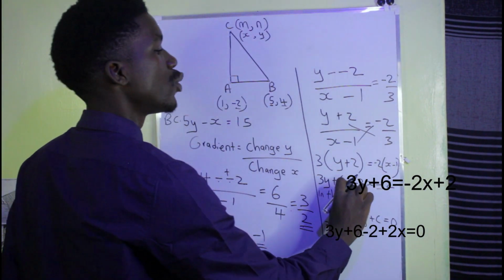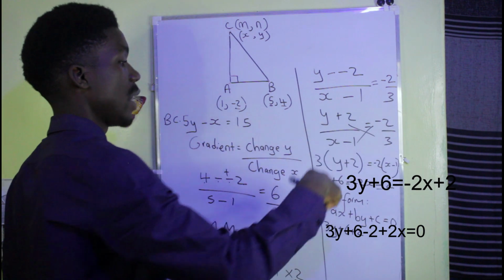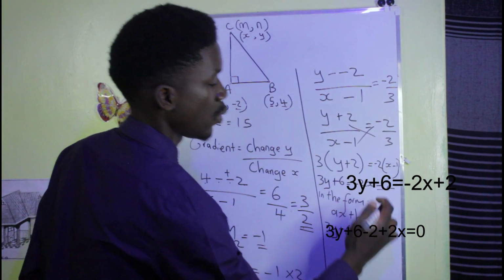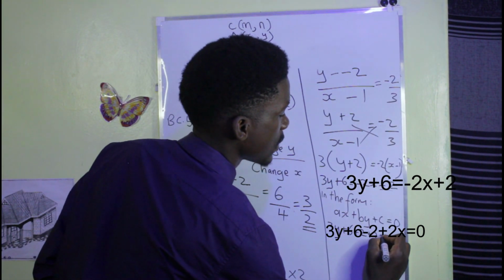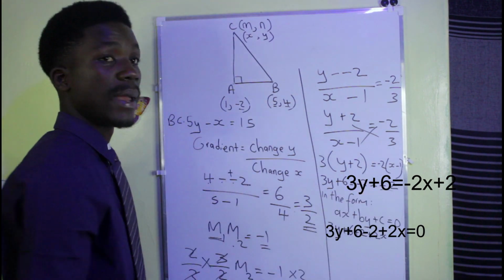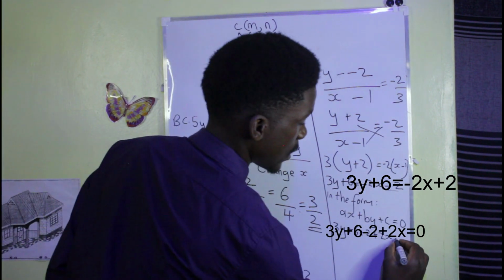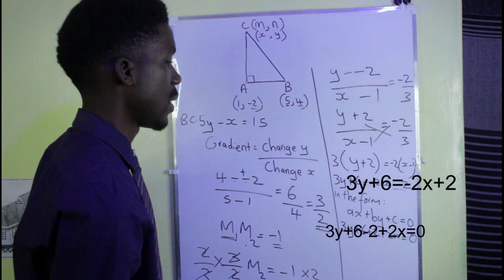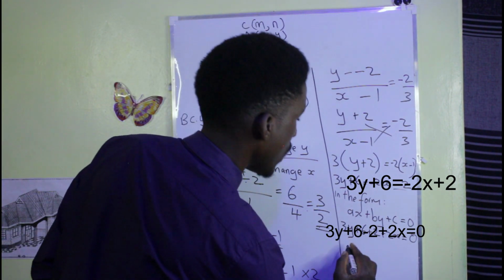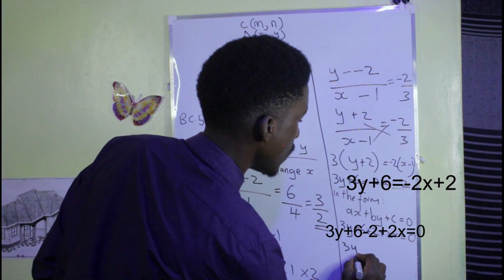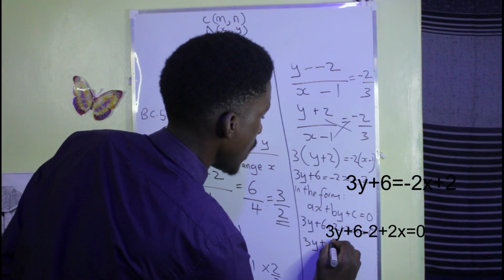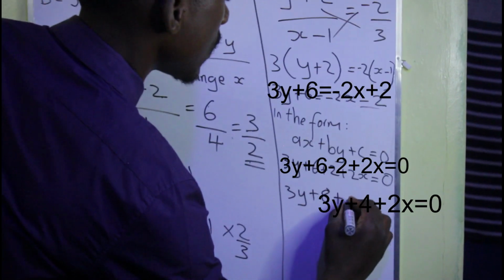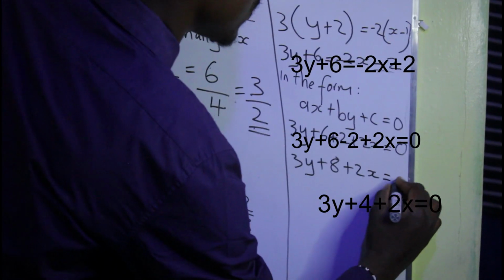Now, minus 2x coming to the other side will change its sign to positive 2x, and this side will remain with nothing, so we'll say equals to 0. Let's put the like terms together. So 3y plus 8 plus 2x equals to 0.